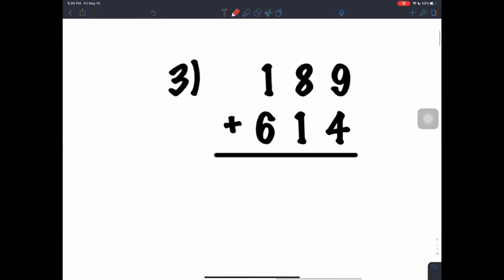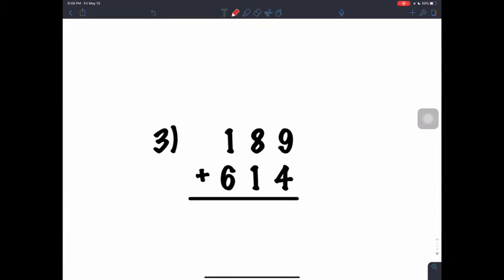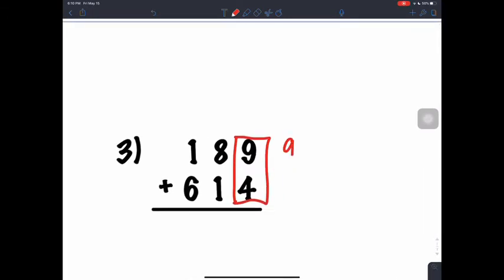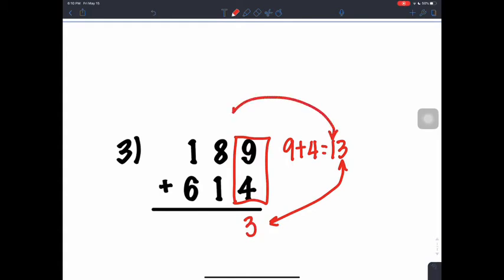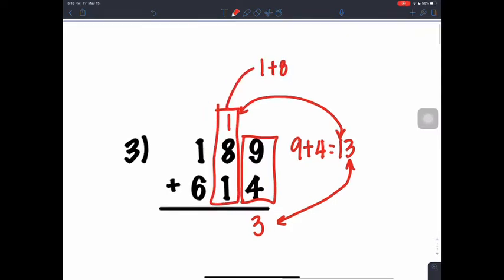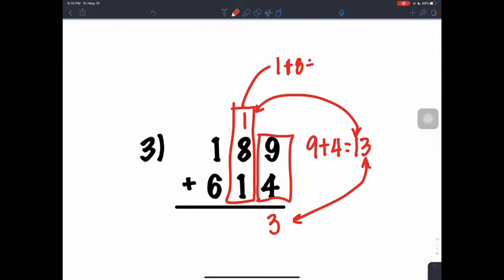So with this third problem, we're breaking these up into columns again. We have 9 plus 4, which gives us 13. So we're taking the number in the ones place, bringing it under. Then we're taking the number in the tens place and adding it to this next column. So here we have 1 plus 8 plus 1, which gives us 10.